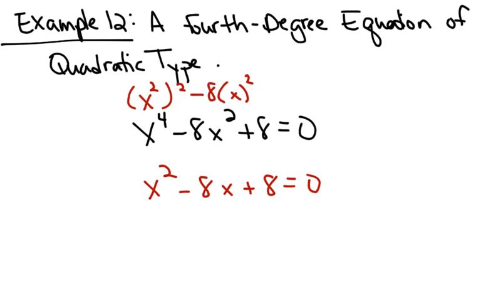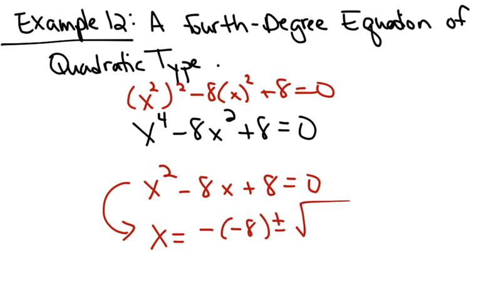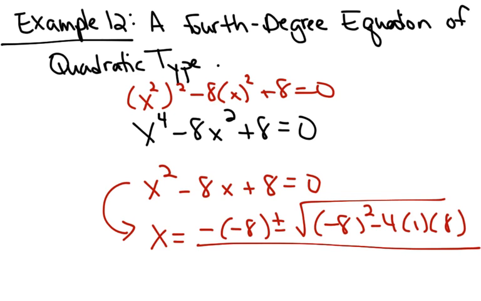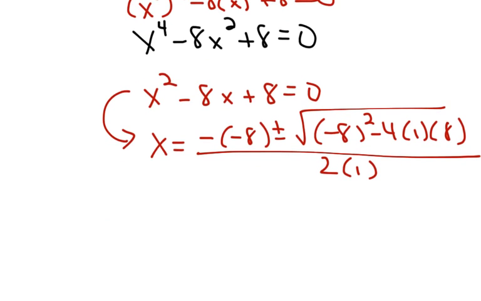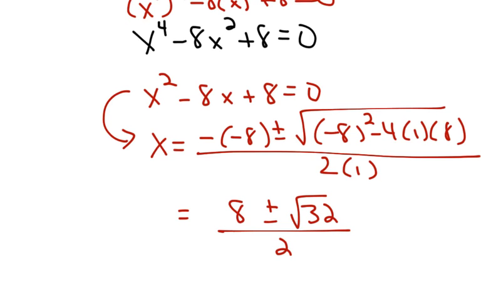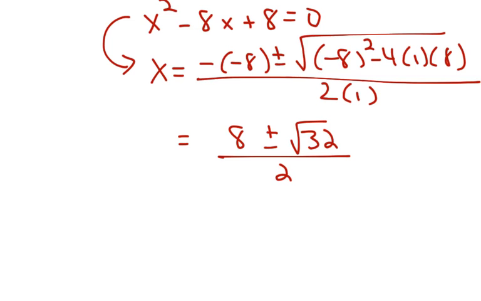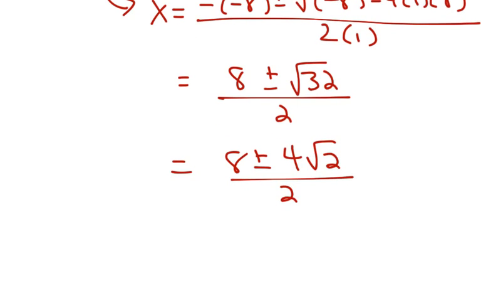I think I'm writing this right. If I'm not, I apologize. All right, then I would use the quadratic formula to solve this. X is equal to the opposite of b, plus or minus the square root of b squared minus 4ac all over 2a, which is 8 plus or minus the square root of 32 over 2. The square root of 32 factors into 4 times the square root of 2, and then both of these are divisible by 2. 4 plus or minus 2 radical 2.